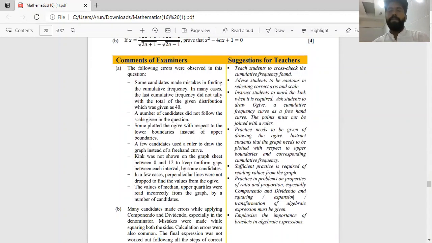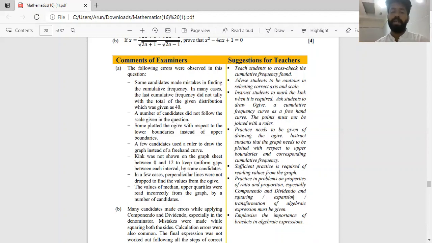So in ogive, there were a few common errors that were observed. Some candidates made mistakes in finding the cumulative frequency. In many cases, the last cumulative frequency did not tally with the total of the given distribution, which was given as 40. A number of candidates did not follow the scale given in the question. Some plotted the ogive with respect to the lower boundaries instead of upper boundaries. A few candidates used a ruler to draw the graph instead of a freehand curve. पहले ही बोला आपको, ठीक है?